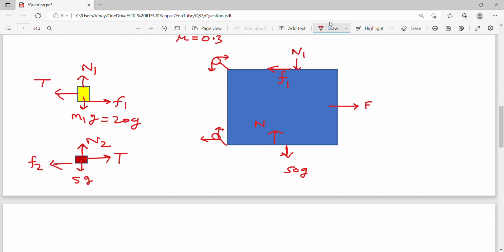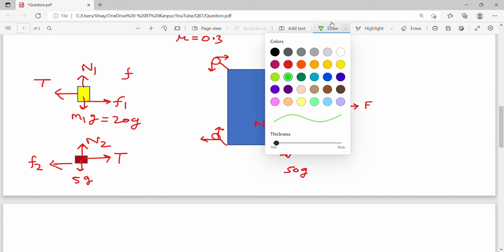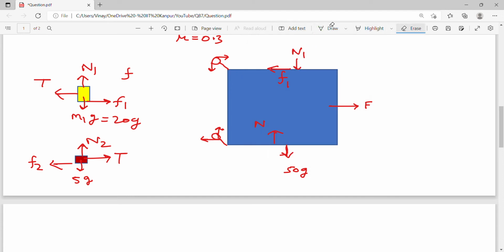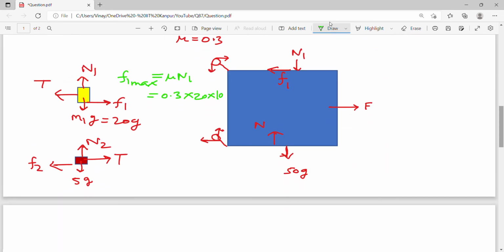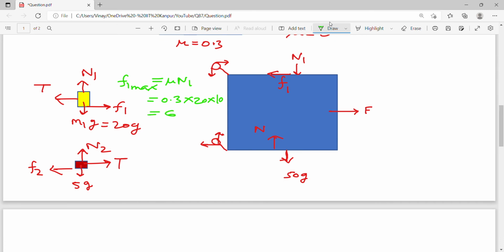What is the maximum friction force here? F1 max is going to be mu N1, right? That is the dynamic friction, that is the maximum. So mu is 0.3 into m g, 20 into 10. It's 9.8 or 10, let me see, it is given. 10 it is. Good. So this is how much? 60 Newton.